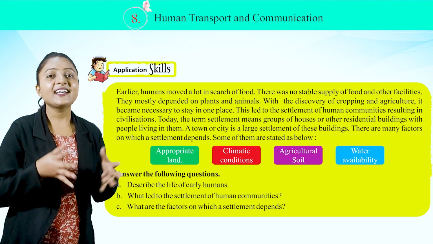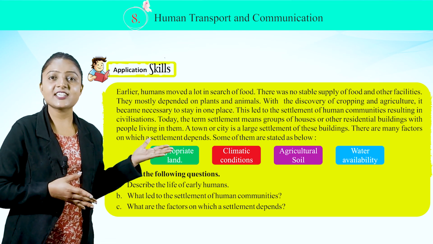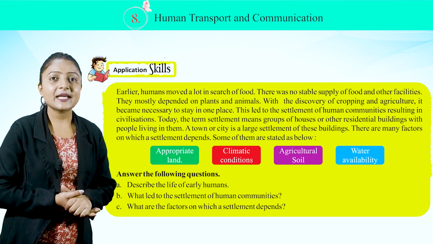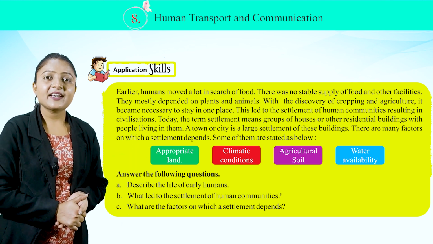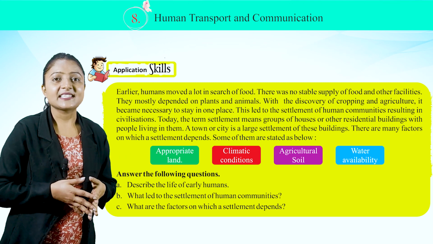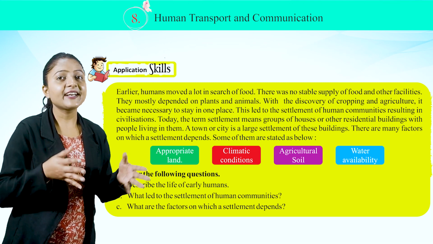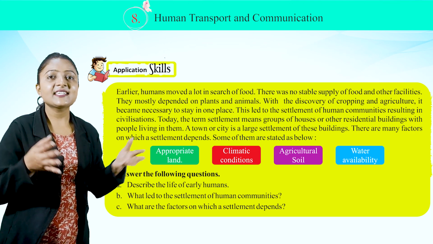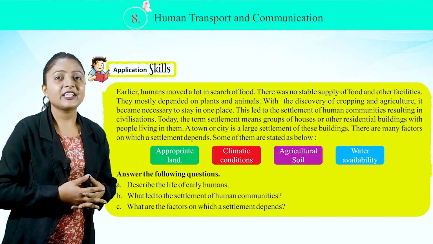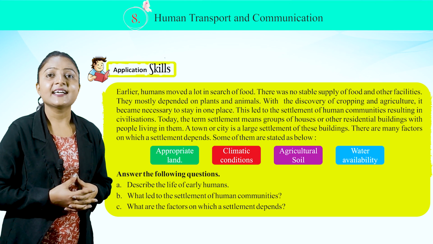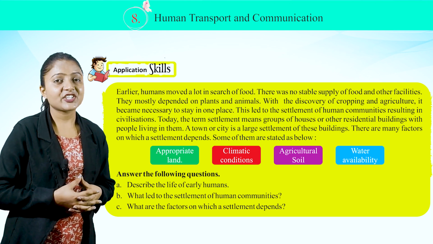Application skills. Earlier, humans moved a lot in search of food. There was no staple supply of food and other facilities. They mostly depended on plants and animals. With the discovery of cropping and agriculture, it became necessary to stay in one place. This led to the settlement of the human communities, resulting in civilizations.